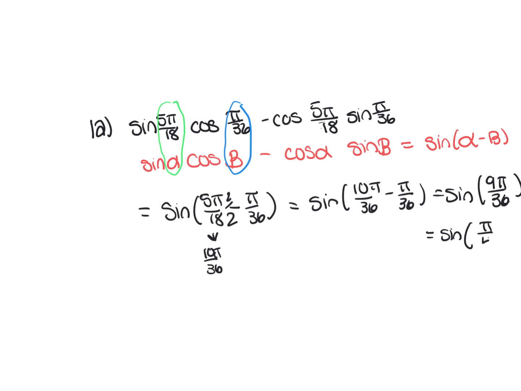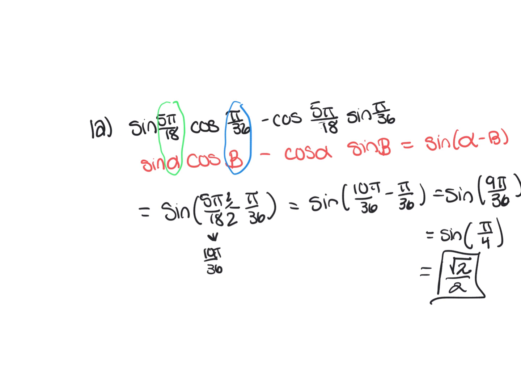pi over 4. Now, if the angle you get is not on the circle, but pi over 4 is on the circle. If you got something like pi over 5, we don't know sine of pi over 5, so you would leave your answer there. But since sine of pi over 4 is on the unit circle, you go to the unit circle, and sine is the y value, you get root 2 over 2.